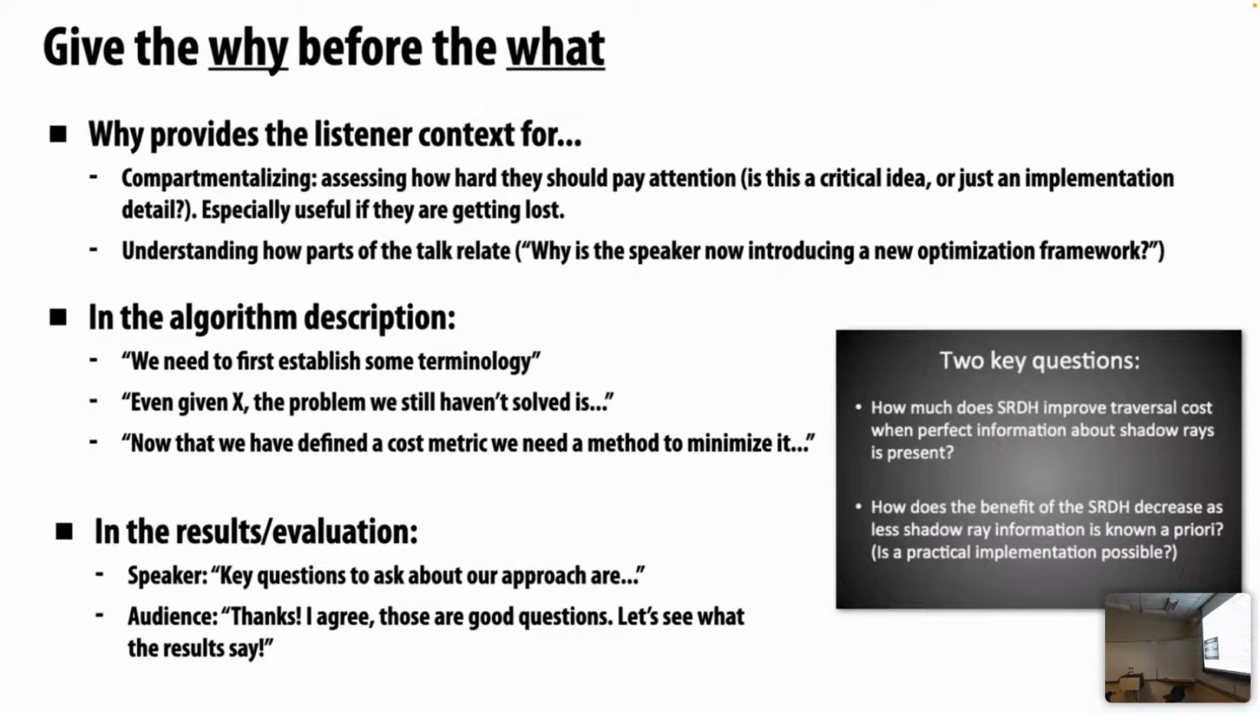Okay? So in the algorithm description, you're going to use phrases like, we first need to establish some terminology. And you'll see your listeners go, yeah, I would like to establish some terminology, thanks for doing that. Or, given X, the problem we still haven't solved is Y. And you're like, shoot, I didn't think about that. We haven't solved Y yet. Thank you for telling me that. Those are the types of things, right?